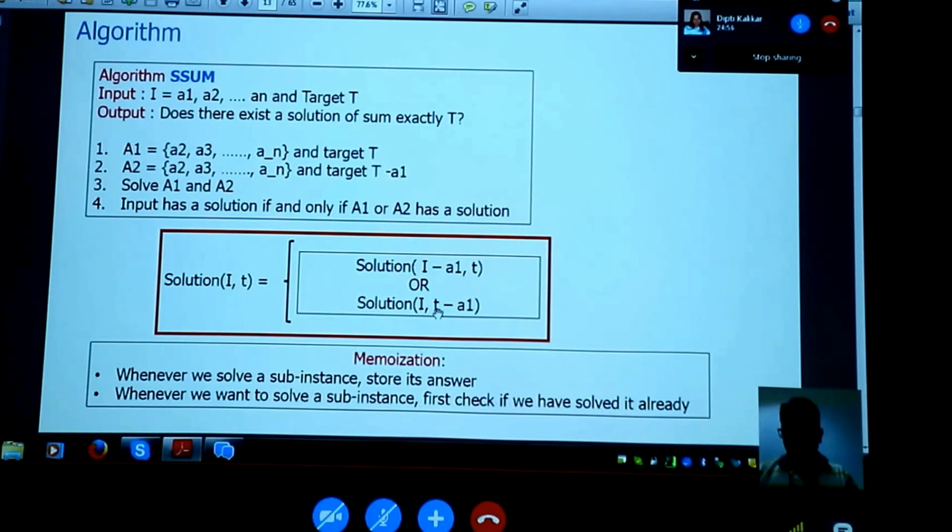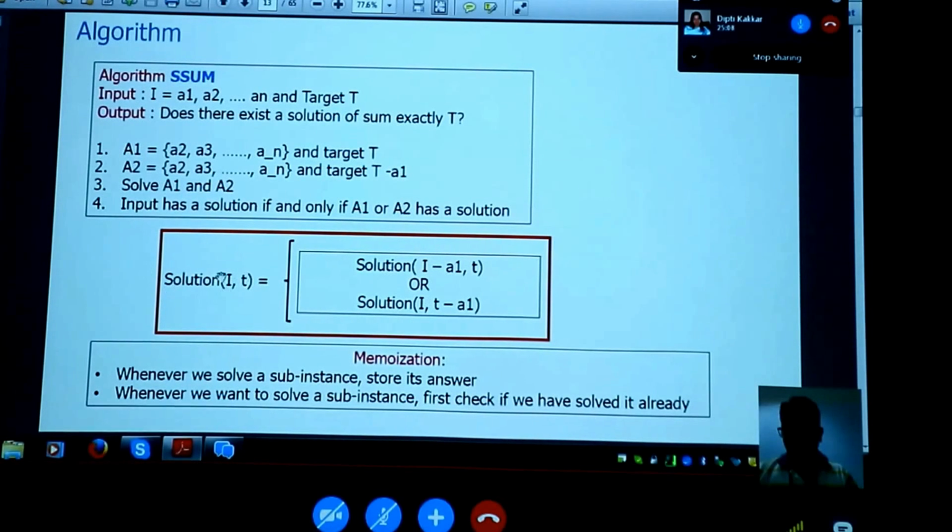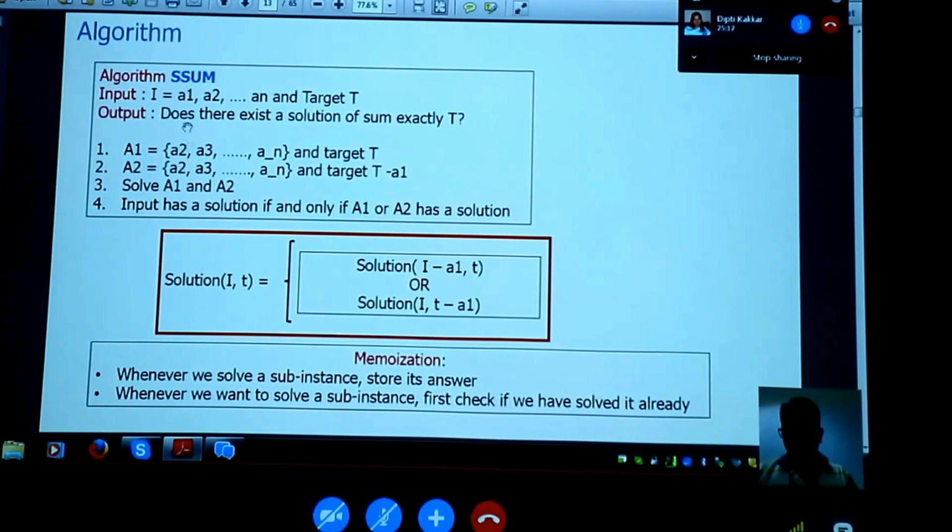I minus a1, but with the revised target of t minus a1. So you can succinctly represent it like this. If you have a solution for this instance, then you have a solution for this instance. That is it. This is the recurrence relation succinctly representing this program. There is a small bug, which is this should be written as I minus a1. So I hope this is clear.